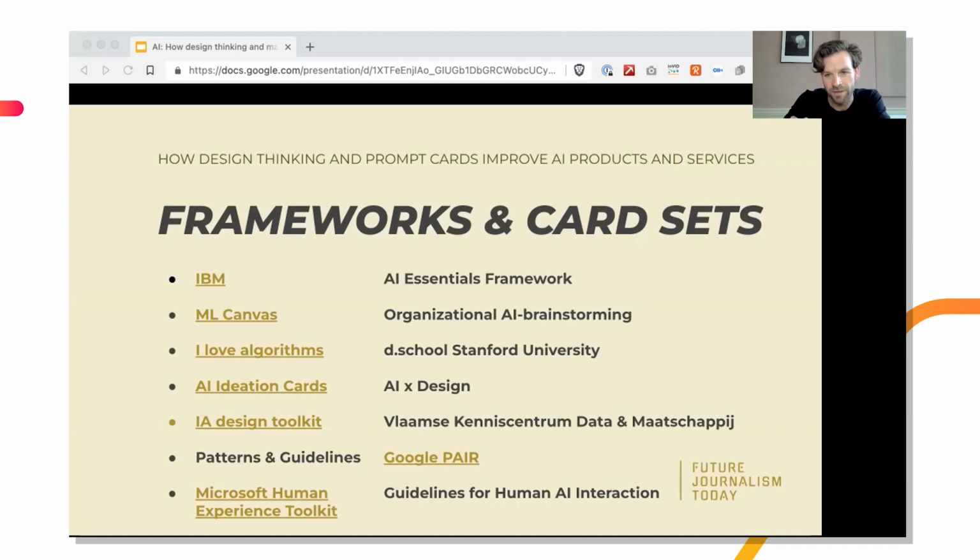And again, I think Isabelle and Stefan will share the presentation in PDF, but also these links for you to look up when you're about to embark on AI product or service development or discussing possibilities.